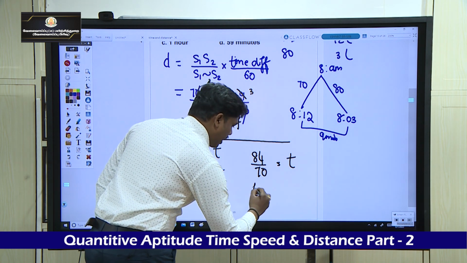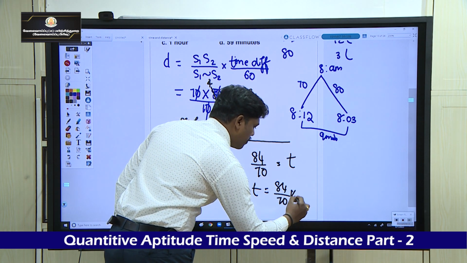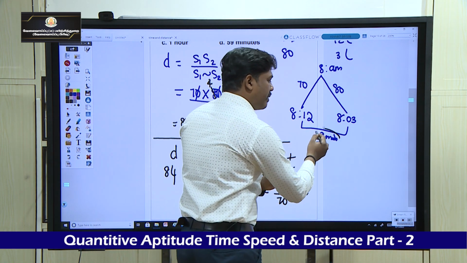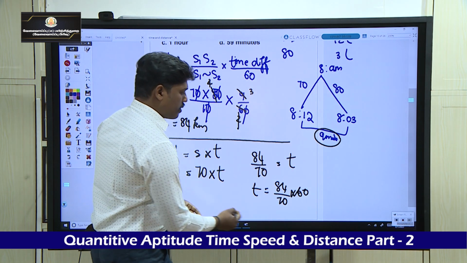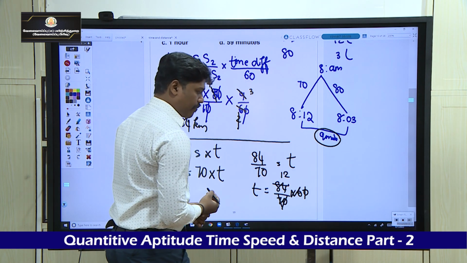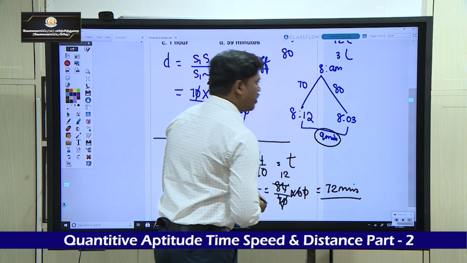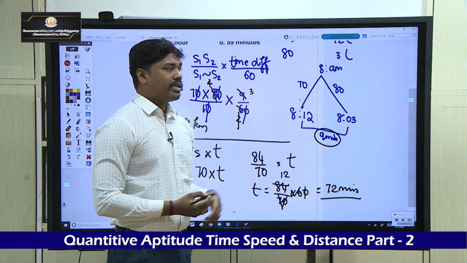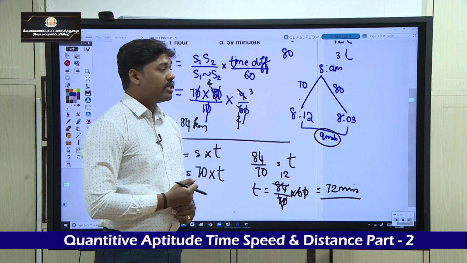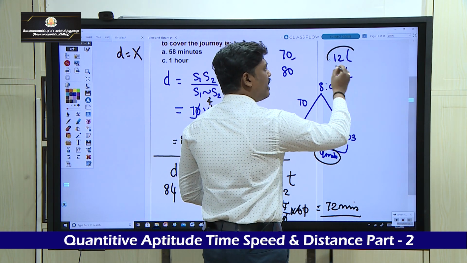Time taken in terms of minutes. So, time is equal to 84 divided by 70 into 60. Why? Because the time difference we are having is in terms of minutes, so just take it in minutes. So, here 0 0 cancel, 7 1s are 7, 12s are, which is 72 minutes. So, when the person moves at a speed of 70 km per hour, he reaches the destination in 72 minutes. 72 minutes means he is late by 12 minutes.